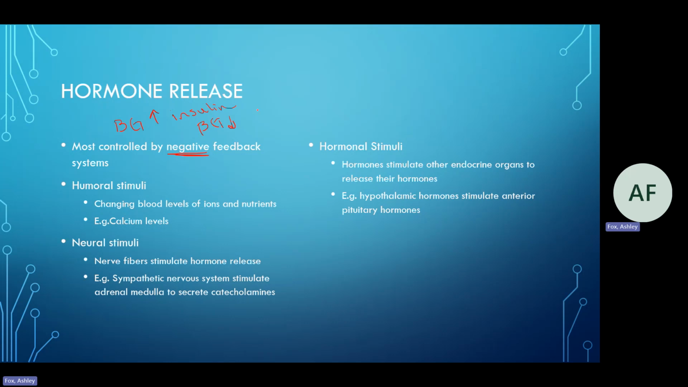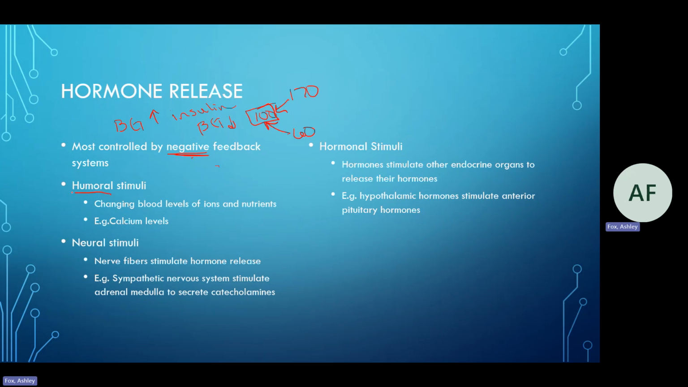So normal blood glucose is around 100. Say you eat and it goes up to 170, insulin's released, and you go back to 100. So you go back to normal. So that's negative feedback. And it can be the same if your blood glucose drops to 60. You're going to release glucagon, which will increase your blood glucose, and you'll go back to 100. So it's all going back to your set point, and that's negative feedback. So those are the reasons why hormones are going to be released.